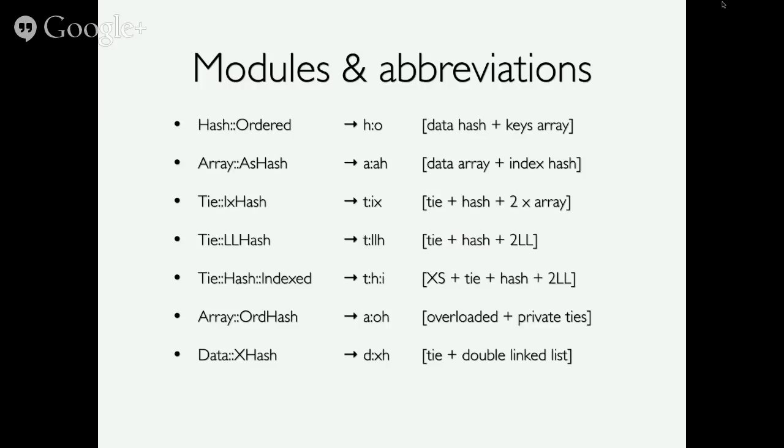Tie hash index is XS, tie hash doubly linked list, but in C. Array ORD hash is the overloaded array ref and hash ref dereferencing, giving you back 2 internal private ties, depending on which way you're doing it. And data X hash is a tie plus a doubly linked list.